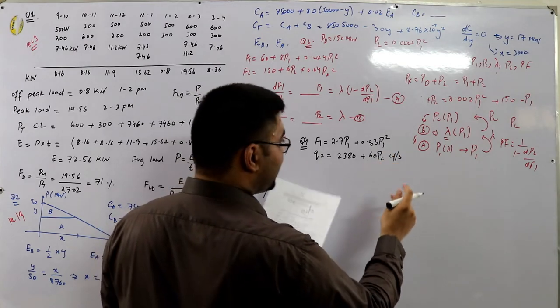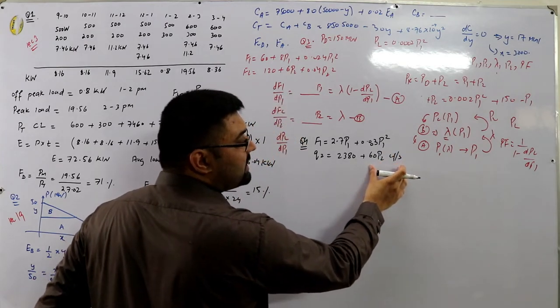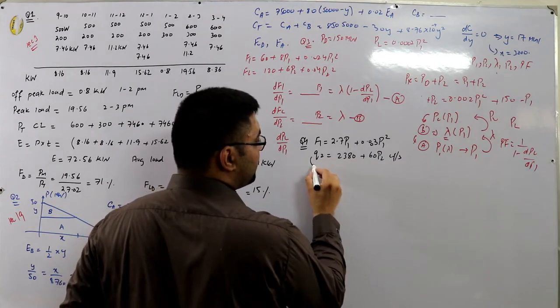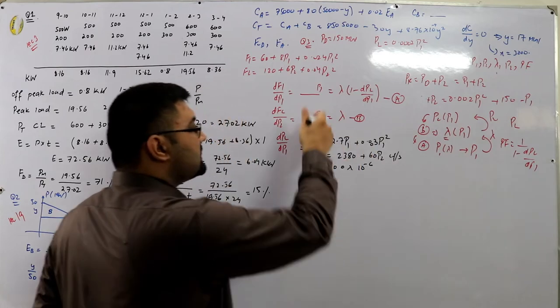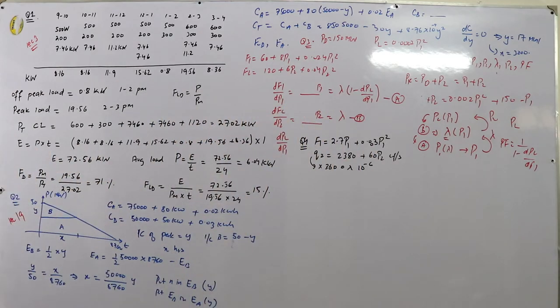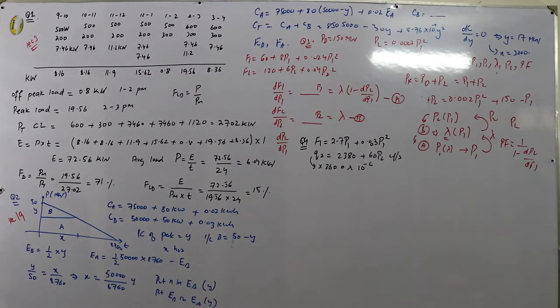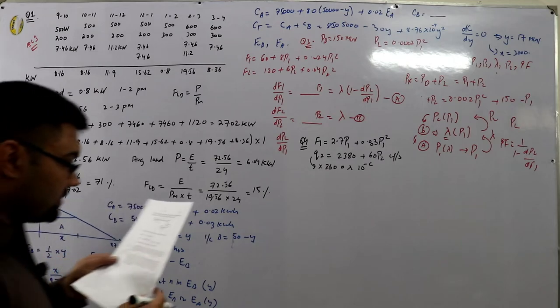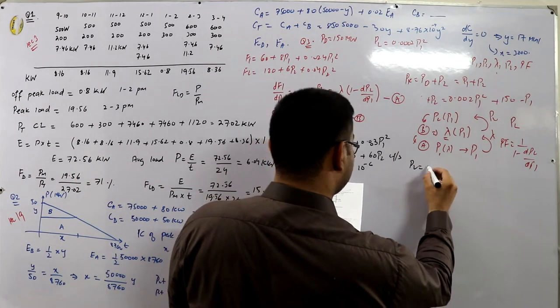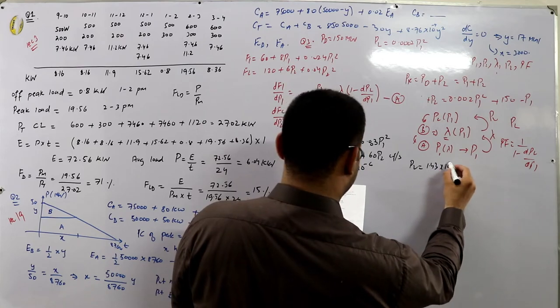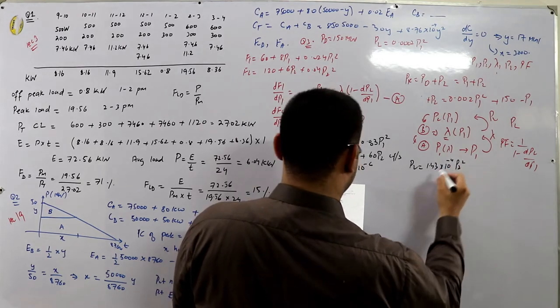cubic feet per second. You need to convert this into million cubic feet per hour, so you multiply it by 3600 into 10 to the power negative 6, so then you have the final value of Q2. Now what do you have? Power losses are also given. The transmission losses are given, which is equal to 1.43 into 10 to the power negative 4 P2 squared.